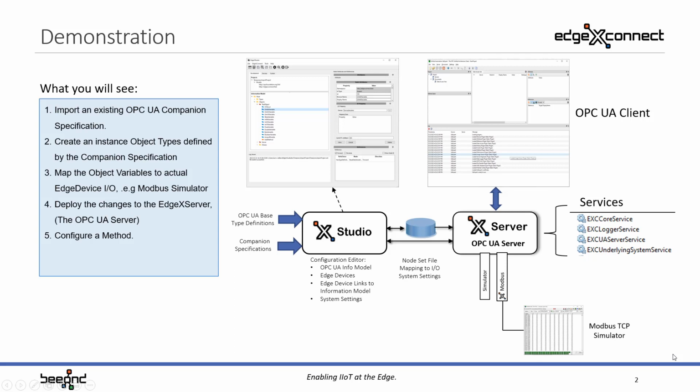In this demonstration, we will import an OPC UA companion specification, create an instance of an object type from this companion spec, map the object to a Modbus type edge device, and also configure a method. It is recommended that viewers also watch the EdgeX Getting Started demonstration, which covers how to install and configure a simple solution.